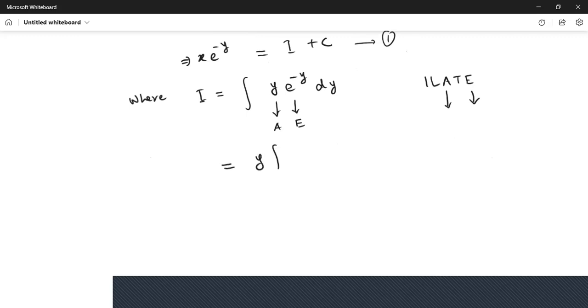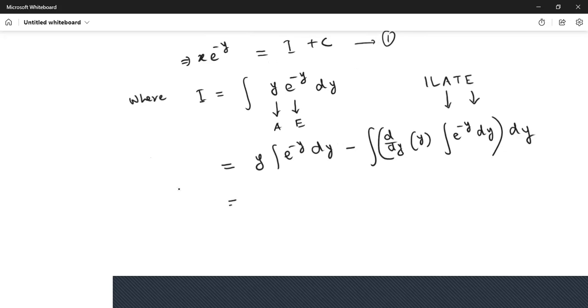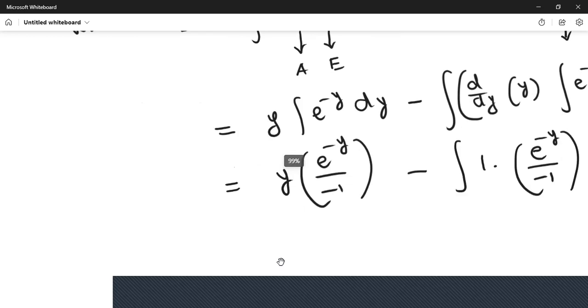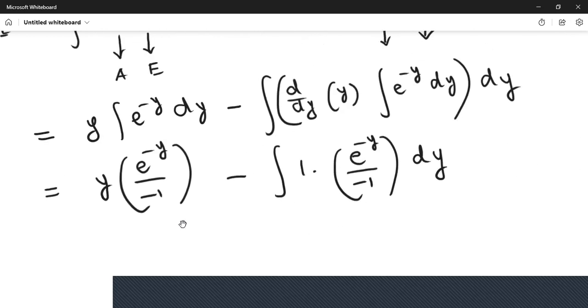So y times integration of e power minus y dy, minus integration of differentiation of y times integration of e power minus y dy, and then dy here, right? So you can write y e power minus y divided by minus 1. Then integration of this one will be 1, that will be e power minus y by minus 1, and then dy, correct? So just you can see here, it's very simple. This integration happens like this, okay?